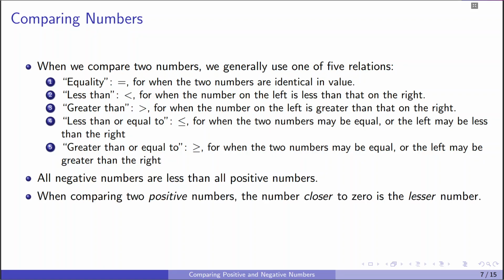When comparing two positive numbers, the number closer to 0 is the lesser number. So 1 is less than 5. It's 1 unit away from 0 instead of being 5 units away from 0.